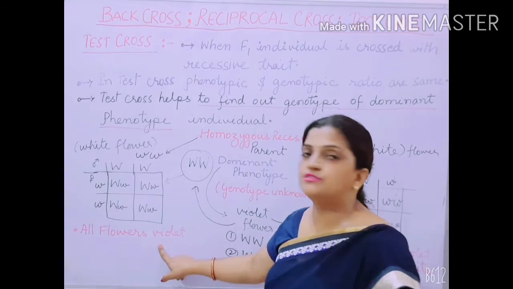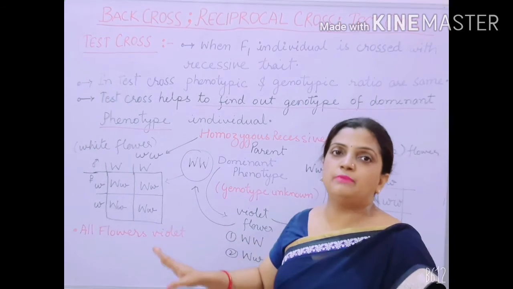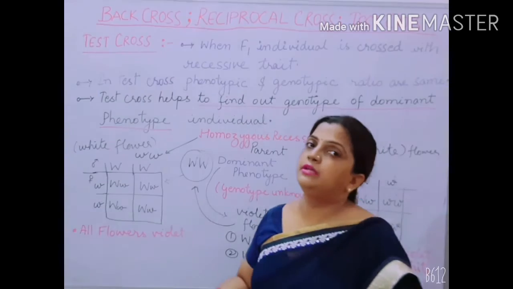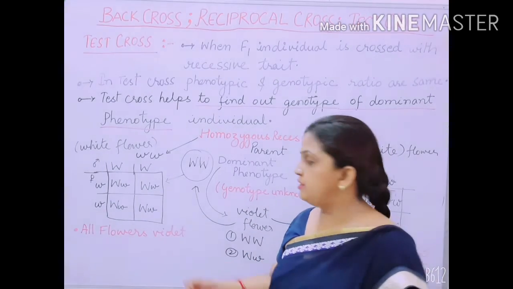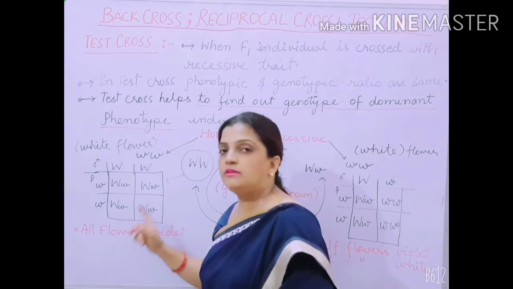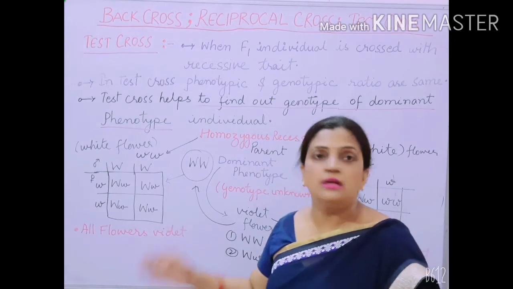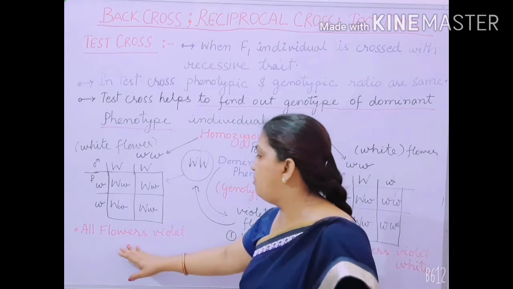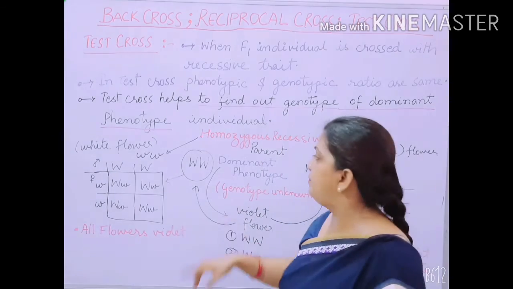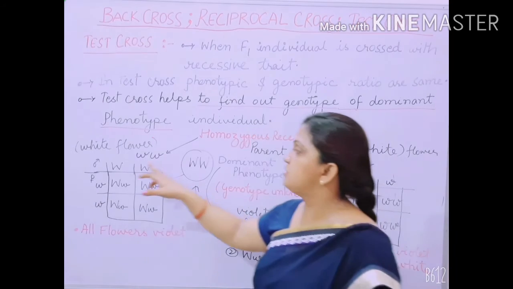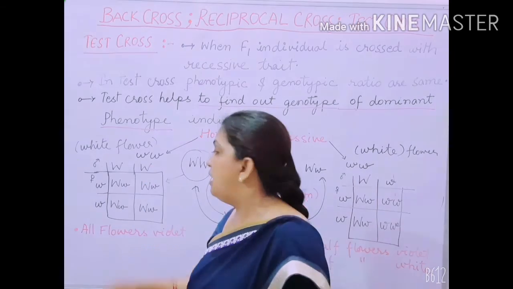So here all the flowers were violet. I am not talking about homozygous and heterozygous, but all the flowers were violet. And according to the result, according to the conclusion, it was said that all the flowers, the genotype of which was unknown, are homozygous dominant. So all the flowers are violet, which we obtained by the genotype capital W when it was crossed with small w and small w.